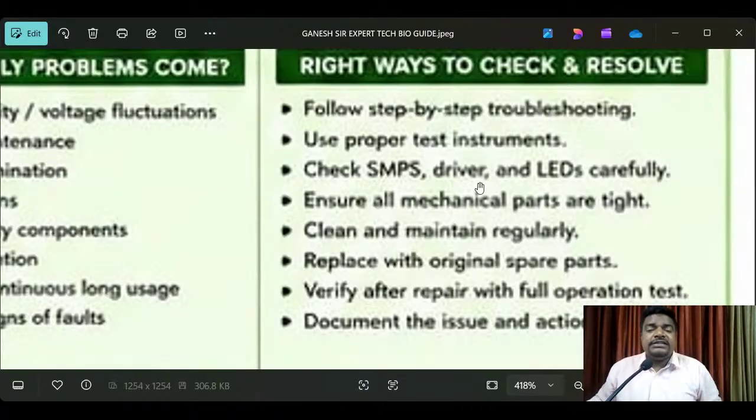Next, check the SMPS, driver and LEDs carefully. Check the right way, and ensure all mechanical parts are tight, clean and maintained regularly, and replace with original spare parts, and verify after repair with a full operation test and document the issue and action taken. See, these are very important, simple points. If you see it, you may say, sir, these are things I know.